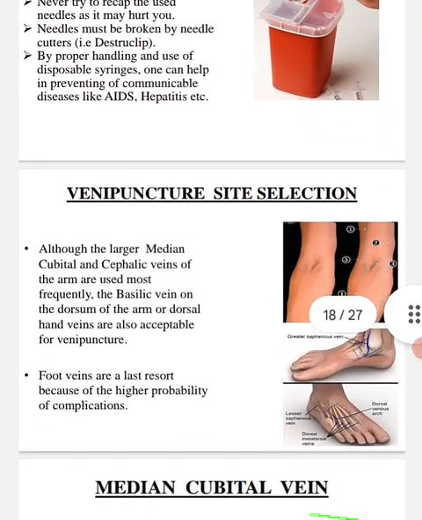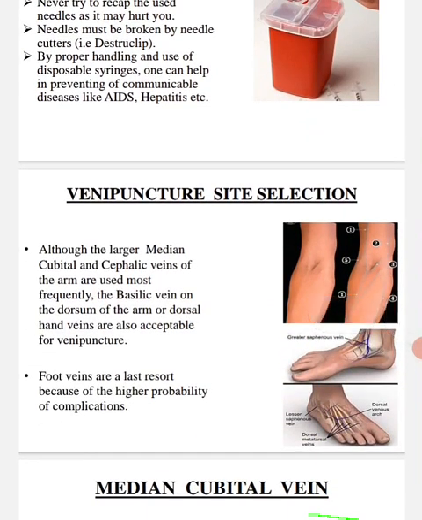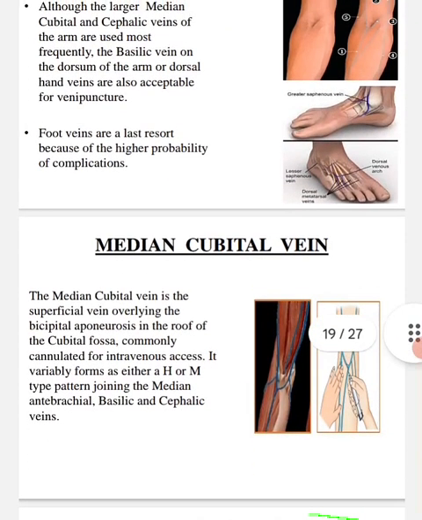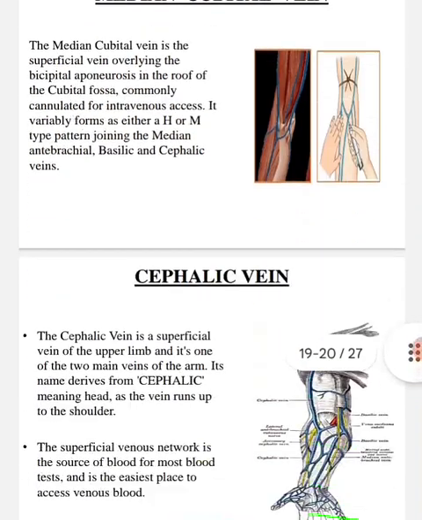Although the median cubital, cephalic, and larger veins of the arm are used most frequently, the basilic vein on the dorsum of the arm or dorsal hand veins are also acceptable for venipuncture. Foot veins are the last resort because of the higher probability of complications. Medial cubital vein. The medial cubital vein is the superficial vein overlying the bicipital aponeurosis in the roof of the cubital fossa, commonly cannulated for intravenous access. It variably forms either an H or M type pattern joining the median antebrachial, basilic, or cephalic vein.